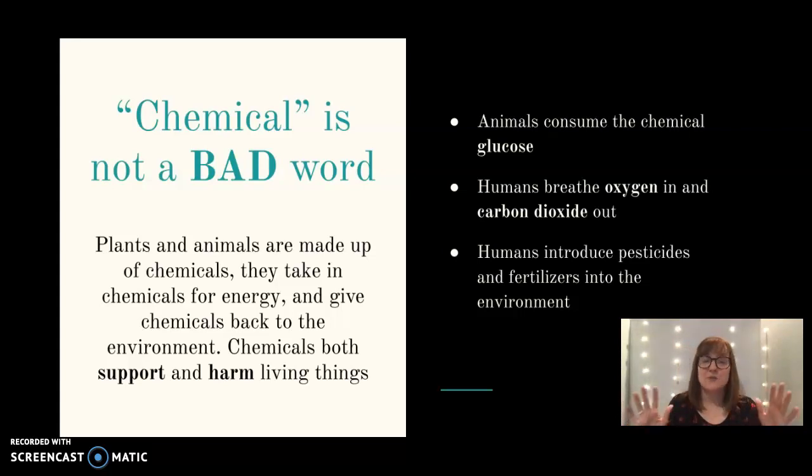So, as you already know, chemicals are not a bad word. Plants and animals are made up of chemicals. They take in chemicals for energy. They give chemicals back to the environment. Chemicals both support and can harm the environment. So animals consume chemicals like glucose. Humans breathe in oxygen and breathe out carbon dioxide. And humans introduce pesticides and fertilizers into the environment.